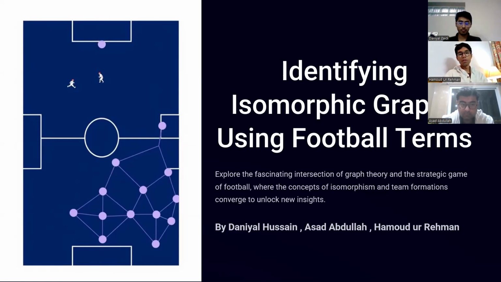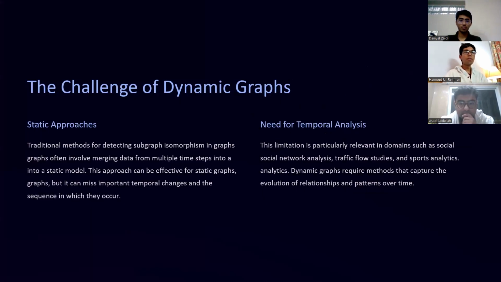Hello, this is Hamuz Rahman, and this is the second phase of our Discrete project. I will be talking a little bit about what our project is. It is about graph isomorphism, which means that we will be detecting and manipulating smaller graphs in large target graphs, which are called dynamic graphs because they are constantly evolving.